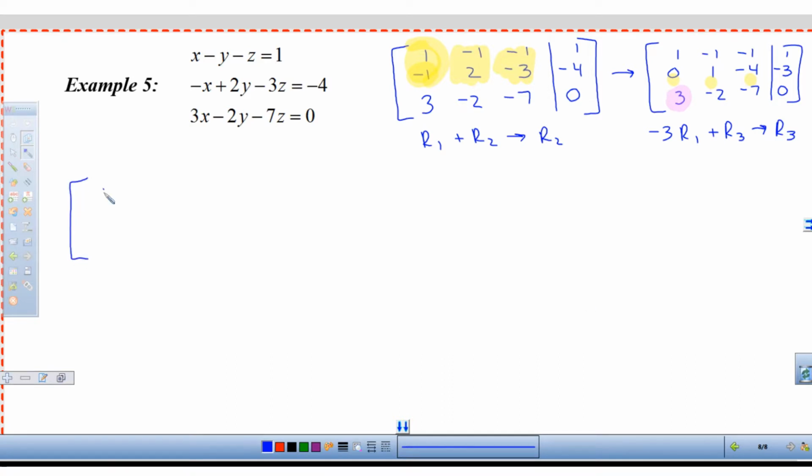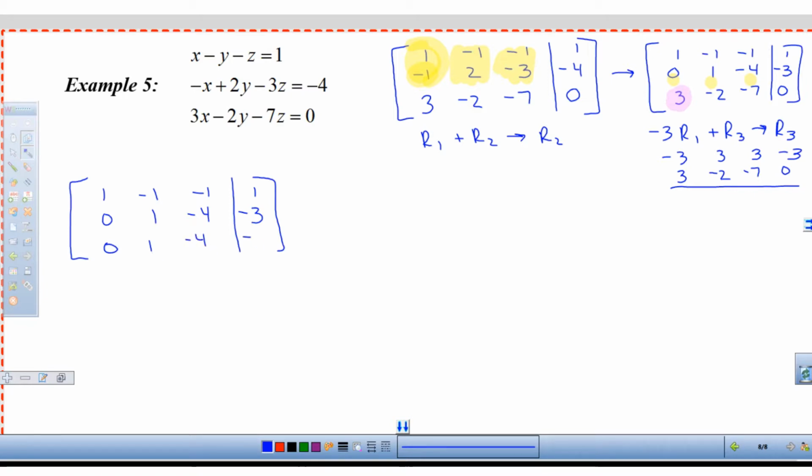So row 1 doesn't change. Row 2 doesn't change. Take a -3 across the top, and you have -3, 3, 3, -3. Write your row 3 right underneath it. 3, -2, -7, 0. Add them together, and you get 0, 1, -4, negative 3. Do not use row 1 right now. It will mess up that 0. I need this to be a 0.